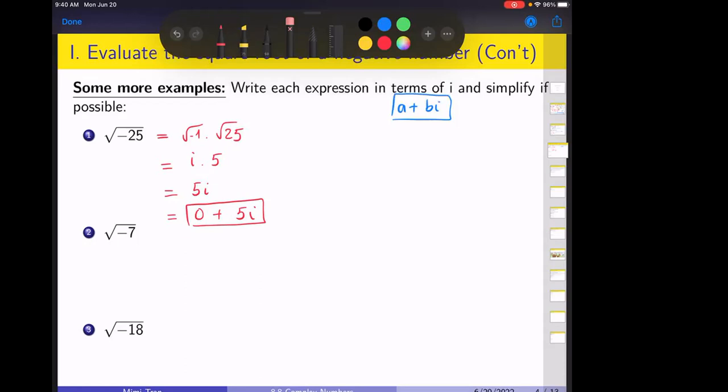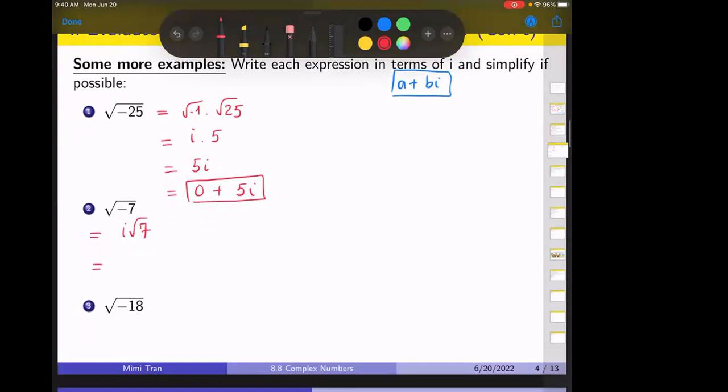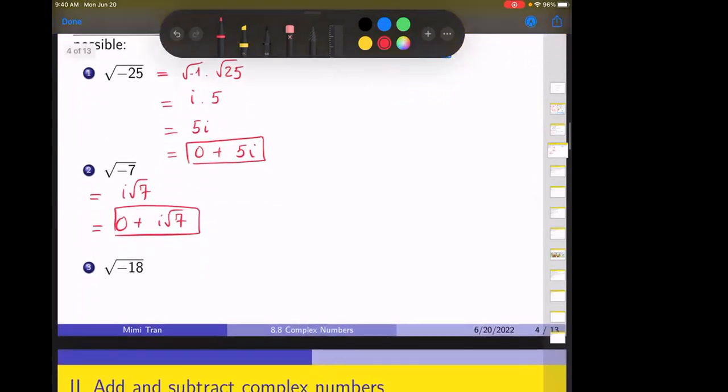So I'm going to skip the first step. It's going to be equal to i root 7, I can just rewrite like that. And then 0 plus i root 7. What about square root of negative 18? How would I rewrite this?